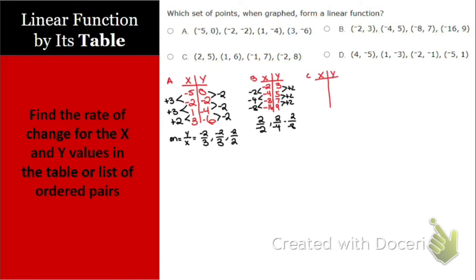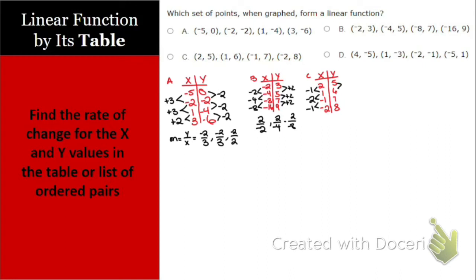So when we list our ordered pairs for C, okay, let's find our change. From 2 to 1 was a decrease of 1. From 1 to -1 was a decrease of 2. And from -1 to -2 was a decrease of 1. So far on that side it's not the same, but don't count it out just yet.